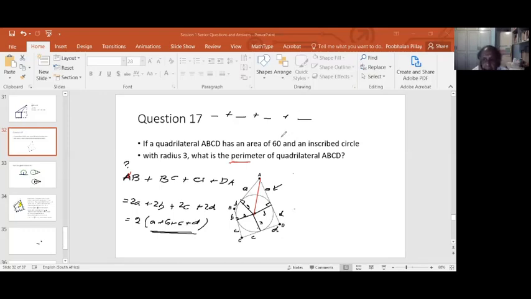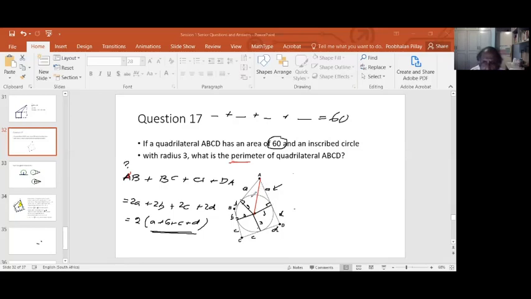Remember, we haven't used the fact that the area of the quadrilateral is 60. We haven't used that yet. Okay, now let's calculate the area of each of these and add them up. We know that the sum of the areas is 60. So in that case, we will have an equation. So the problem is now to find the area of this quadrilateral.